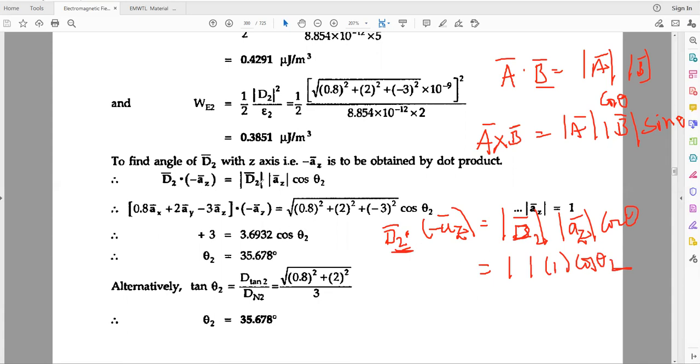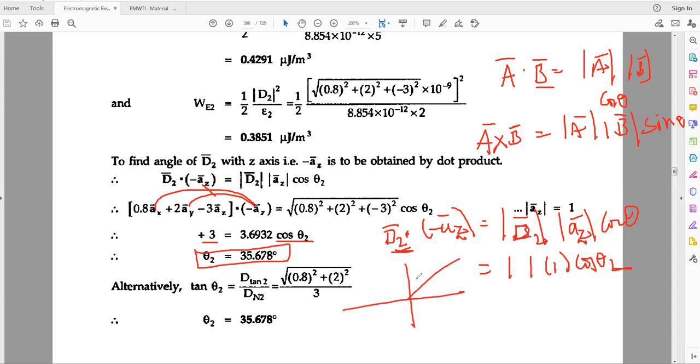Okay, my dear students. Already, the left hand side also: 0.8 AX plus 0.2 plus 2 into AY minus 3 into AZ bar, dot minus AZ bar. AZ into AX is 0, AZ into AY is 0, both get cancelled. Minus into minus is a plus, 3 into AZ dot AZ is 3. We require the angle cos theta 2. The theta 2 is equal to 35.678 degrees.